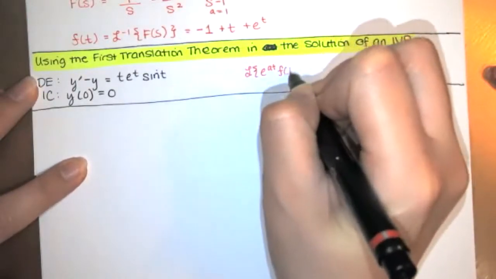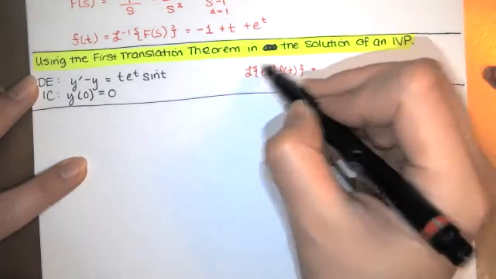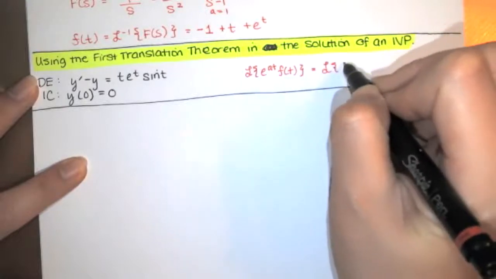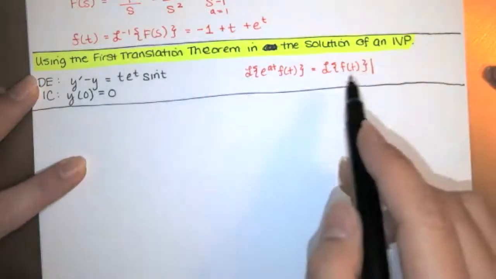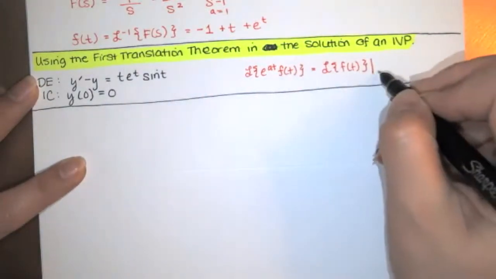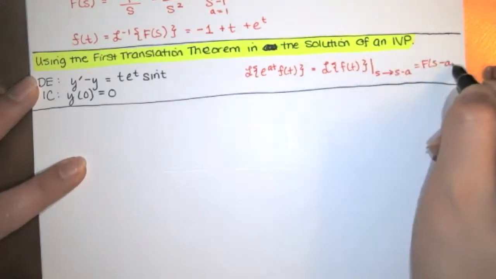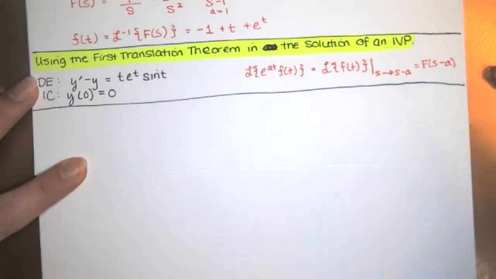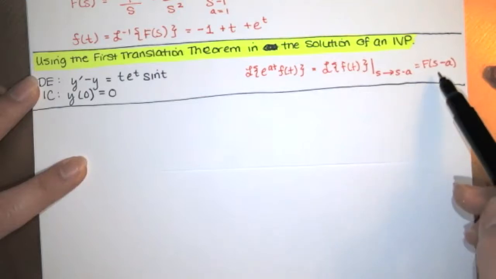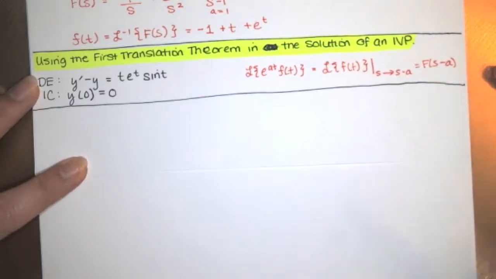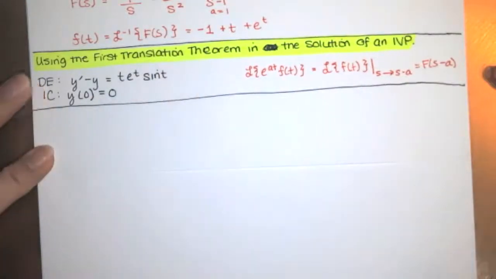Just as a reminder of what the first translation theorem says, if you have e to the at times f of t, and you want to take the Laplace transform of that, all you have to do is take the Laplace transform of f of t. That's going to give you a function F of s. And then it's called the translation theorem because once you find that F of s, you're going to replace s with s minus a. So that's going to give us F of s minus a. So it's like the graph of F of s, just shifted a units to the right in the domain where we have s as our variable rather than t as our variable. So that's going to be appropriate for the right-hand side of this differential equation.